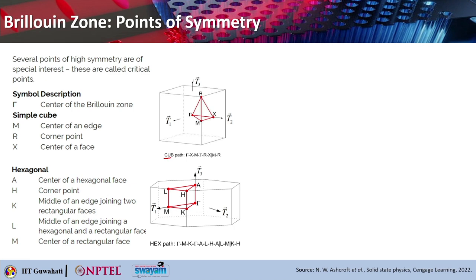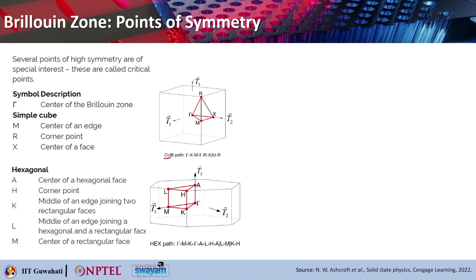If you consider the hexagonal lattice, this is the hexagonal lattice Brillouin zone. Here the important point is gamma is again the center of the Brillouin zone for each case. A tells you about the center of a hexagonal face, H is basically a corner point, K marks the middle of an edge which joins two rectangular faces, means you are talking about this face and this face, these are the two rectangular faces you are joining, so this is K.